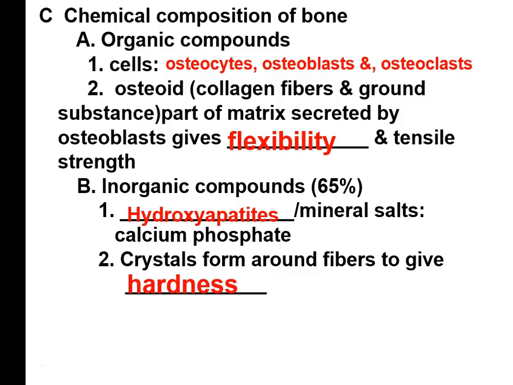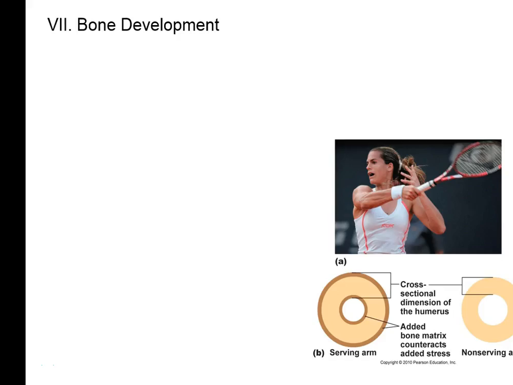So we want our bones not only to be hard to provide that structure and support, but we want them to have a little flexibility so when we jump up and down, our bones don't break because they're hard and brittle. We want them hard and flexible. And that would be the collagen fibers, or the organic part, that gives us that flexibility and tensile strength.